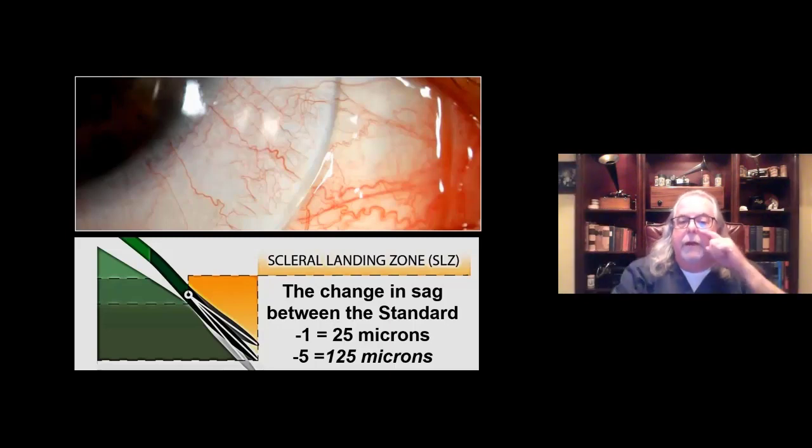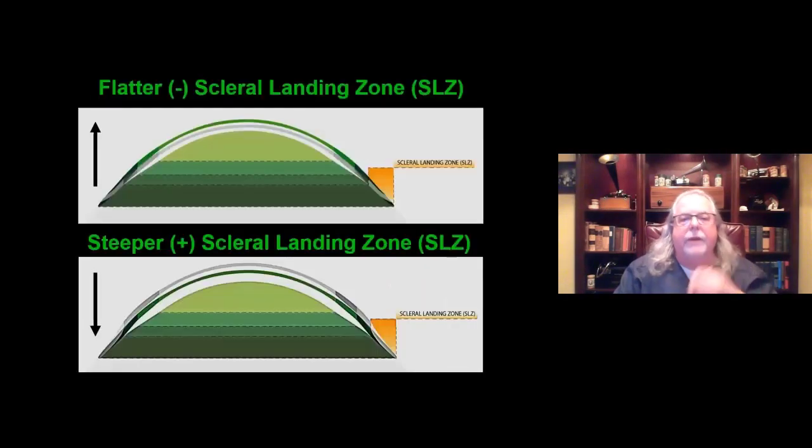So here we have a minus numeric number. And here I would work in 1 degree increments. I would order this contact lens a -1, which would increase the flattening of the lens by 25 microns. So we work in these smaller increments in the periphery of the contact lens.